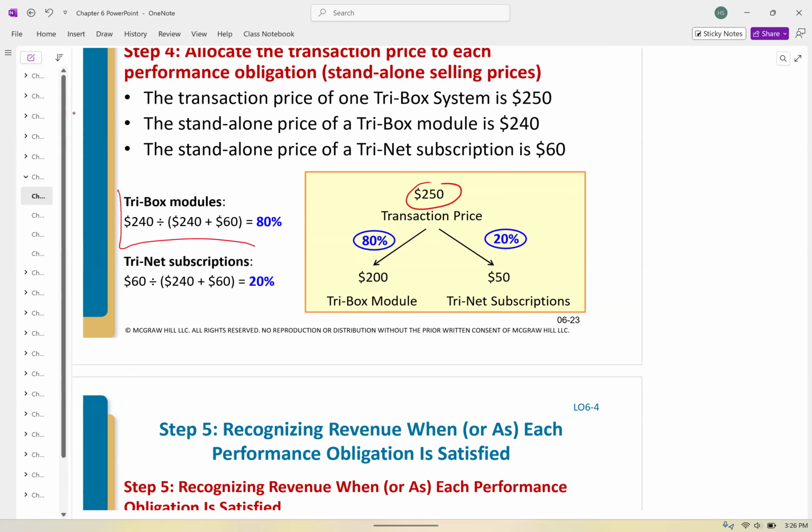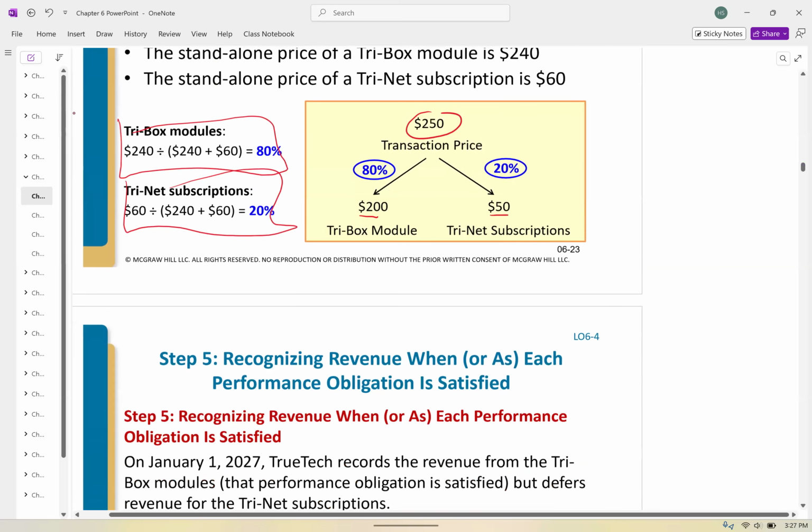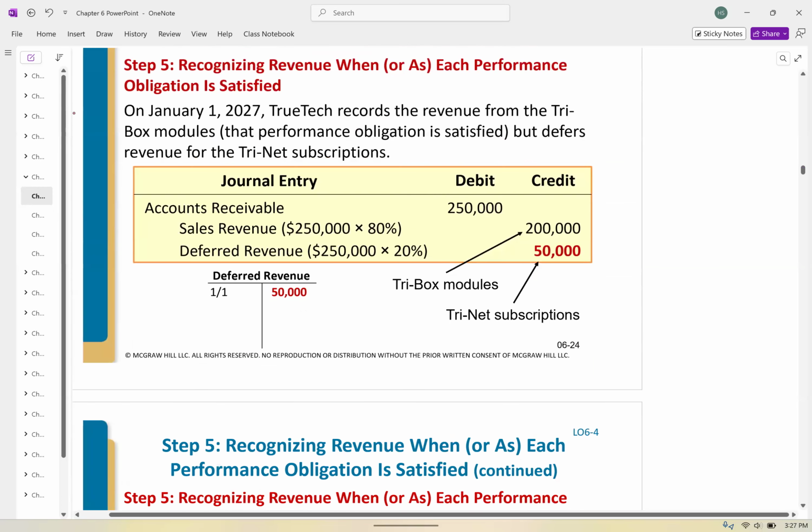Here's the math that I did, trying to come up with the 80 and the 20%. I did that up above just so you could kind of see us pulling the numbers out of that paragraph and doing that calculation there on the side. Okay, so 80% is 200 will be allocated to the module. $50 will be allocated to the subscription. Okay, so we are going to bring in 250,000.